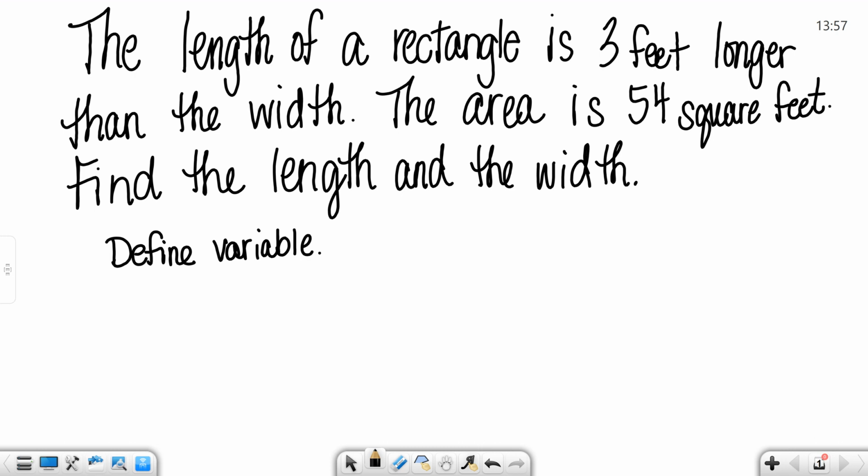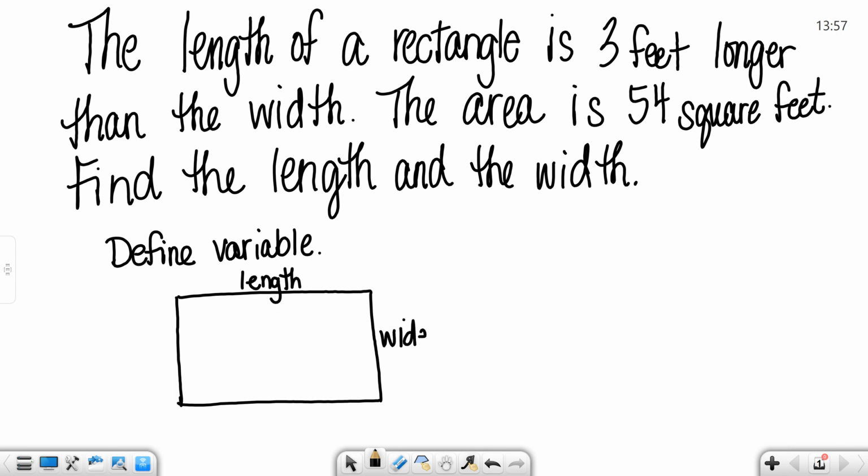If you're going to use the letter X, then tell me what it represents. Okay? So I'm going to just draw my rectangle here so we can see what we're talking about. Now, I use the two words length and width in my problem, so I just want to make sure I know where that is on my diagram. This is my length, this is my width.